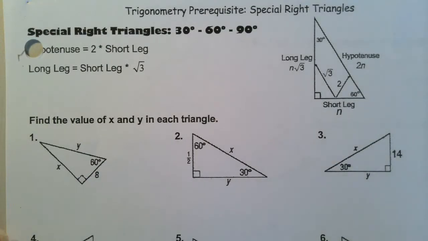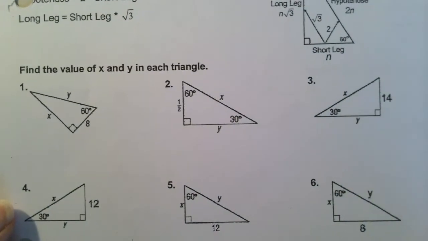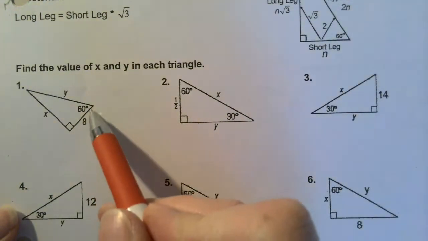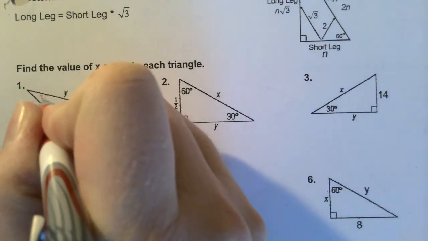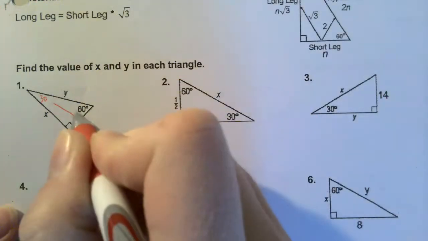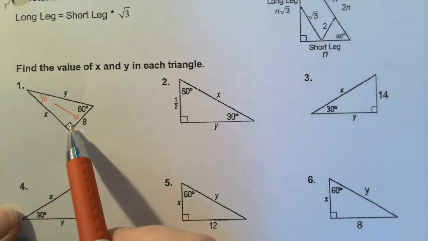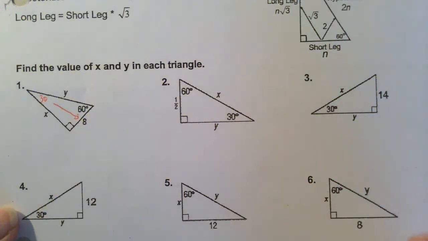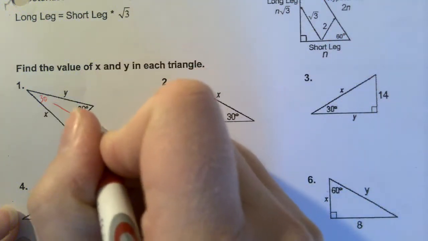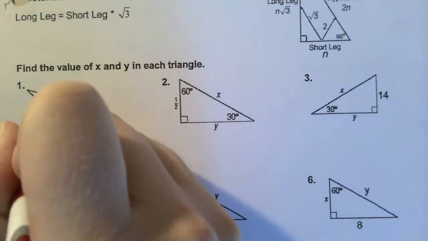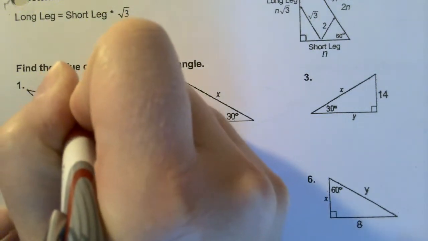So looking at the front, I'm not going to start with number one because you have the short leg. I do know it's the short leg because it's opposite the 30 degrees. I'm going to remind you again, there's always 180 degrees in a triangle. Take off 90, take off 60, there's 30 degrees left. So you should know which one the short leg is. This is the long leg, and this is your hypotenuse.